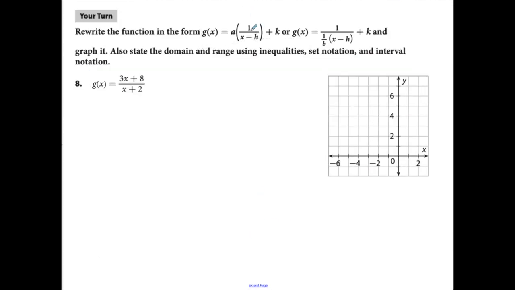All right, folks, so here's what I want you to do. I want you to use the box method, the bus method, or the long division method, whatever you want, to turn this thing here into one of these two forms. And then I want you to graph it. Then I want you to state the domain and range using inequalities, set notation, and interval notation. So please pause the video, do that, and then when you're ready, unpause, and you can see what I got.